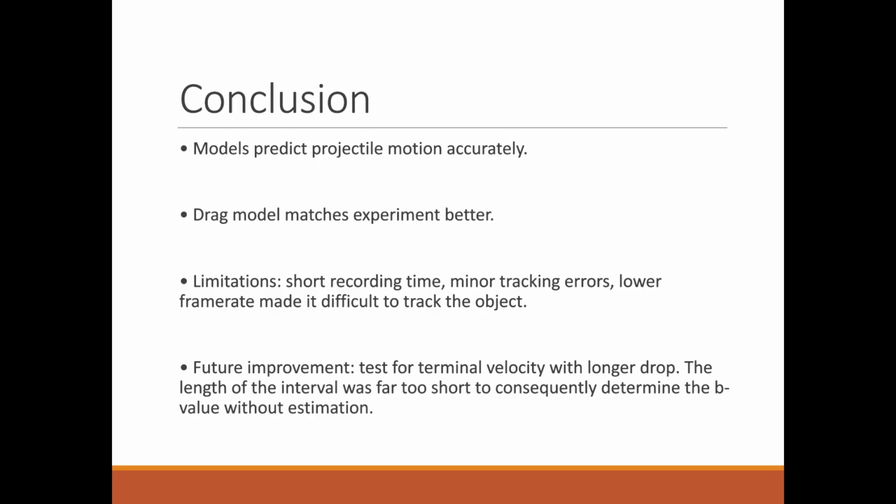Additionally, future improvements could be made, including testing for terminal velocity with a longer drop, and additionally the throw could be adjusted straight up and down to adjust the overall vertical velocity without accounting for horizontal velocity, just to make sure the experiment was more accurate. And in this experiment, the time interval was too short to accurately determine the drag coefficient, which is another factor that we would adjust. And that's it.